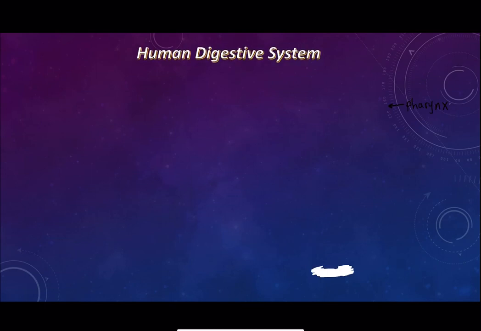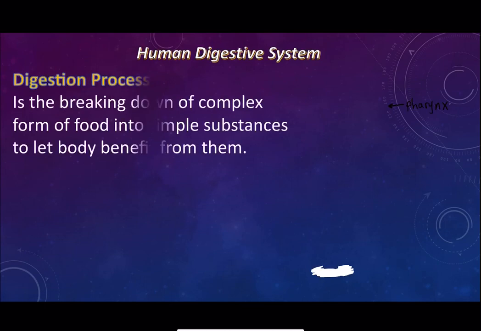Now, we will turn to Lesson 1, which is the human digestive system, and start our lesson with the definition of the digestion process. The digestion process is the breaking down or changing of complex forms of food into simple substances to let the body benefit from them. What does that mean?